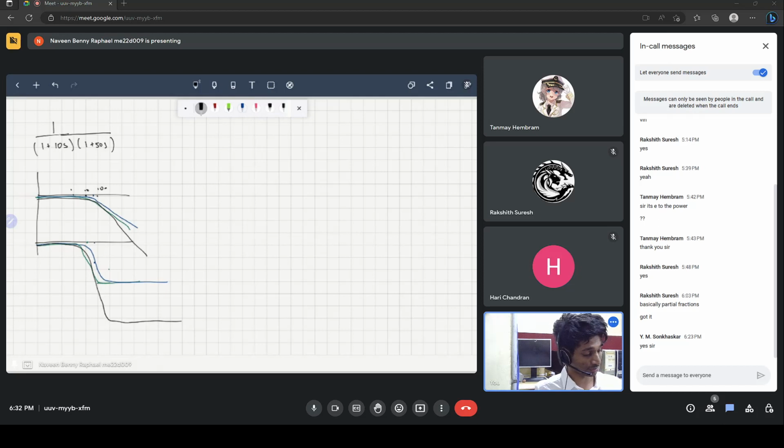Similarly, if you have things in the numerator also, so say it's 1 plus 5s by everything, you will just include that in the equations as well, so it will be like that and 5, and then when you add, you have to add this plot also to the graph. That's the premise of Bode plot.